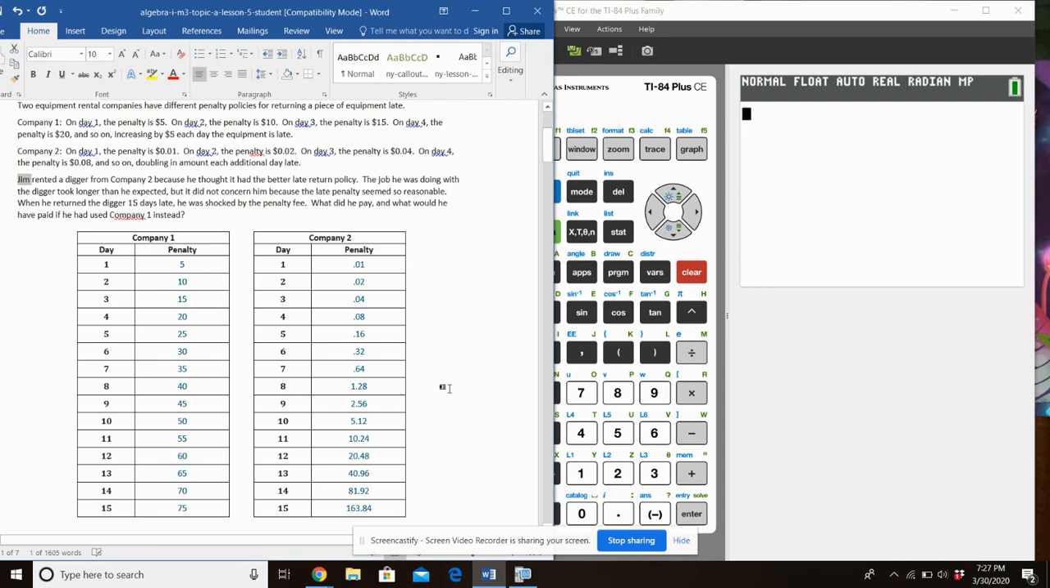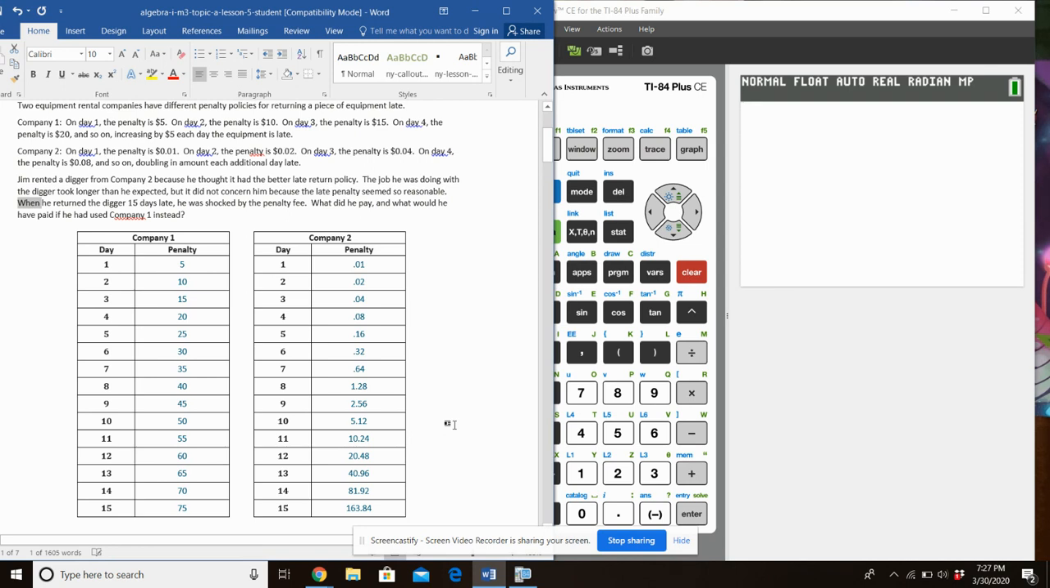You know exactly what's going to happen, but because this is doubling, it tends to grow at a much more rapid pace. So next part of the question, I'm looking here, second to bottom line. When he returned the digger 15 days late, he was shocked by the penalty fee. What did he pay, and what would he have paid if he had used company 1 instead? So for company 2, that 15-day late policy, I think I would have fainted right on the spot. It looks like he had a charge of $163.84. Had he gone with company number 1, still would have been a pretty hefty late charge, but a little less than half of what he got with company number 2, and he would have paid $75 instead.